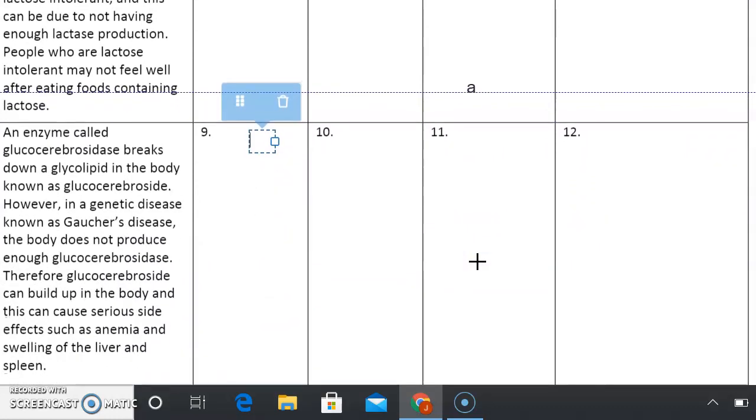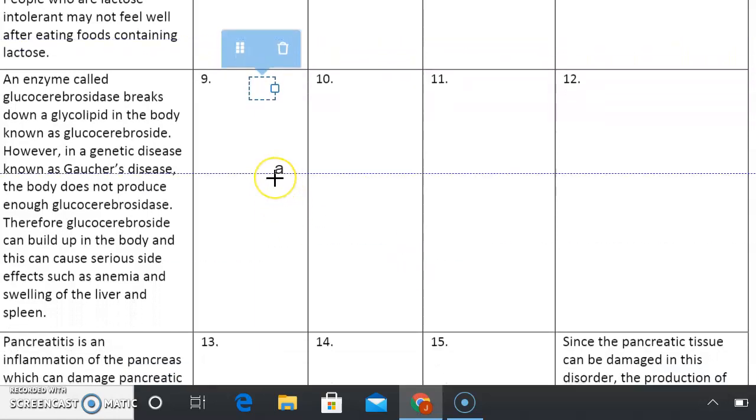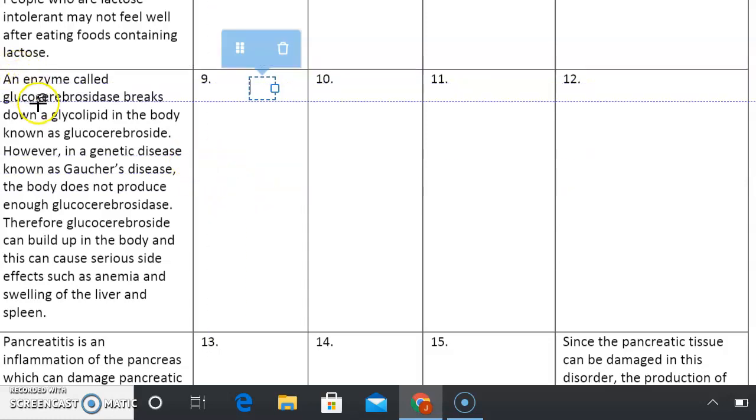Next, this one says an enzyme called glucocerebrosidase breaks down a glycolipid in the body known as glucocerebroside. However, in the genetic disease known as Gaucher's disease, the body does not produce enough glucocerebrosidase. Therefore, the glucocerebroside can build up in the body, and this can cause serious side effects such as anemia and swelling of the liver and spleen. So again, we're looking for the enzyme, and it even told us an enzyme called glucocerebrosidase. So I'm going to slide my box over because that's a really big word.